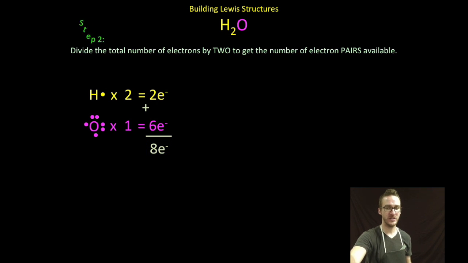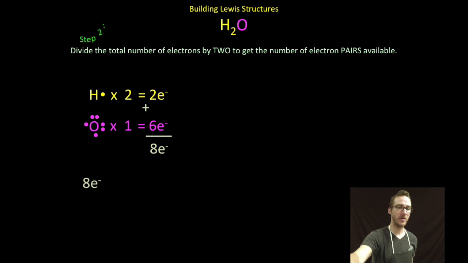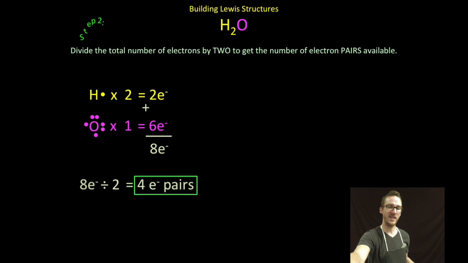Step 2. Determine the total number of valence electron pairs available. So we take our total number of valence electrons determined from step 1, divide by 2 to get our total number of valence electron pairs.